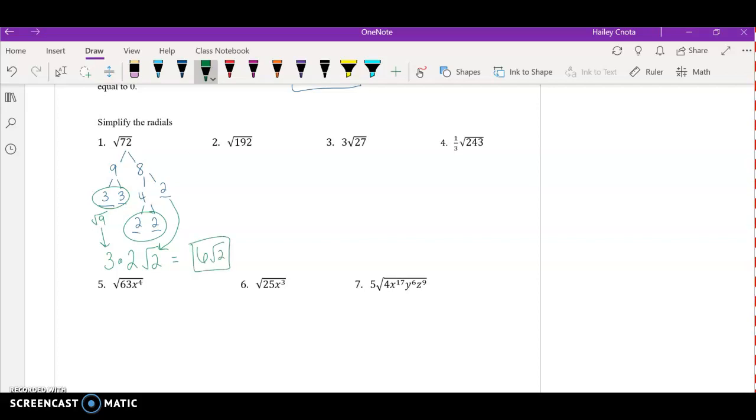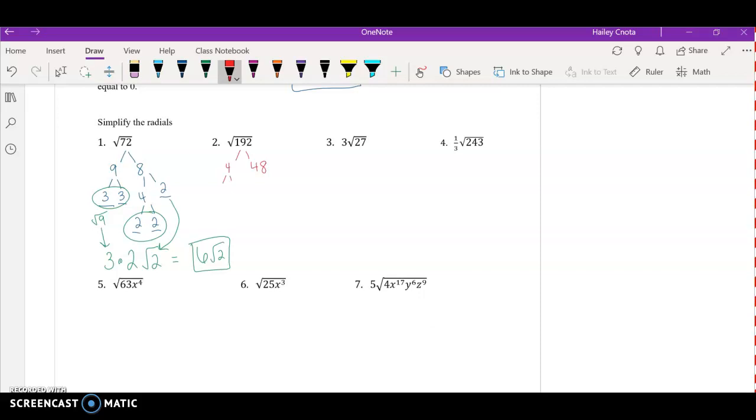Okay, so essentially what's happening is any pairs go outside, any single prime numbers go on the inside. Anytime there's more than one, you just multiply them. Okay, so now we go into 192. Okay, now the big thing with these is do whatever you're comfortable with. For me, I'm going to divide it by 4, so it's going to be 4 times 48. Now you might not have noticed that. You might have just done 2. It doesn't matter how you break it down because you're always going to get down to the same prime numbers.